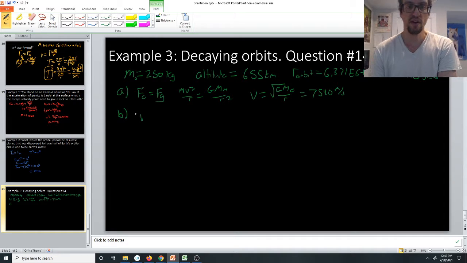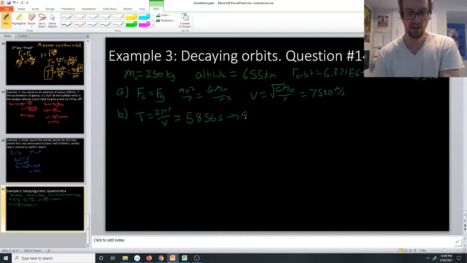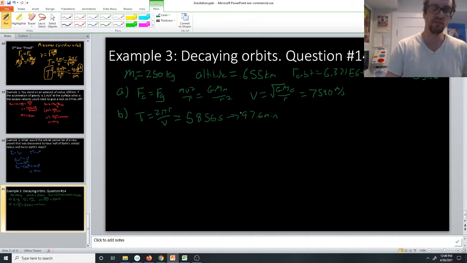For B, we know the period of orbit is just going to be 2 pi r, the distance, over velocity. We have the radius already. We can plug in, and you should get something like 5,850. I got 5,860 seconds, which is 97.6 minutes. It wants it in minutes, so you have to divide by 60.